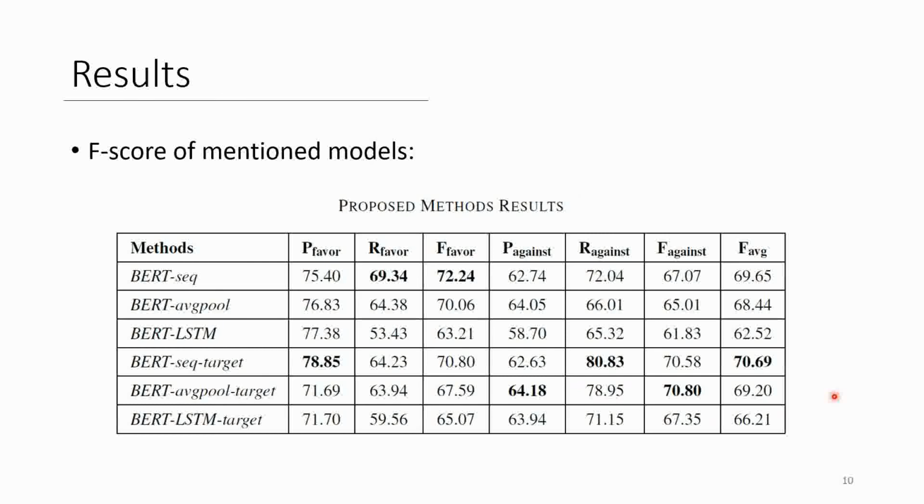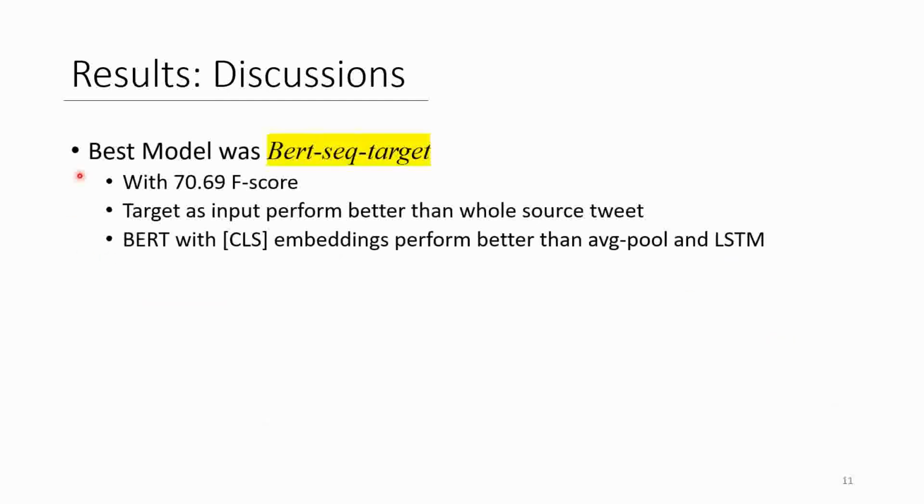Results of our work are shown in the following table. The first three methods use the whole source tweet beside the reply as input, and the last three use only the target beside replies. Target methods perform better than the whole source tweet. So our best model was BERT for sequence classification using the target as input with 70.69 F-score. Target as input performed better than the whole source tweet, and BERT with CLS embedding performed better than average pooling and LSTM.